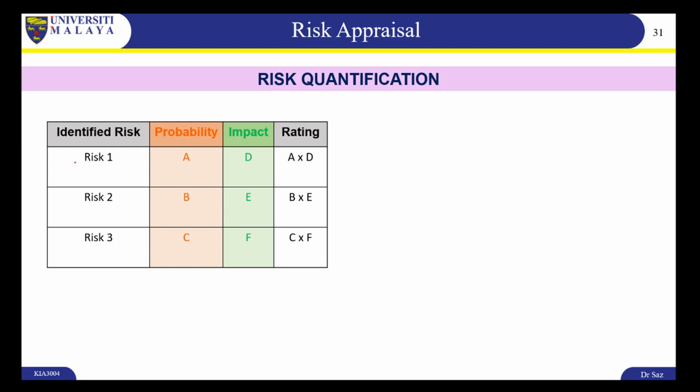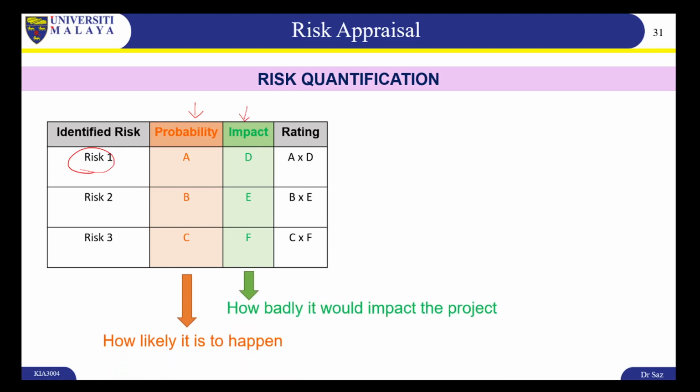Usually when you have a risk, you just need two numbers: the probability of the risk and the impact of the risk. Probability is how likely something is to happen, and impact is how badly it would impact the project. And you just multiply these two together, probability and impact, and you'll get your rating for the risk.